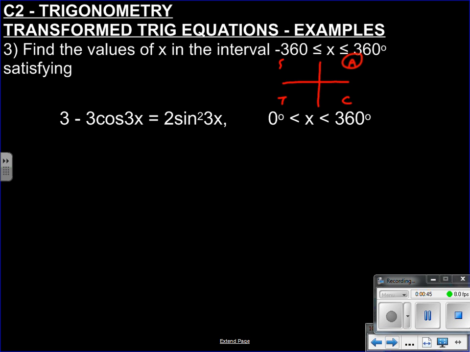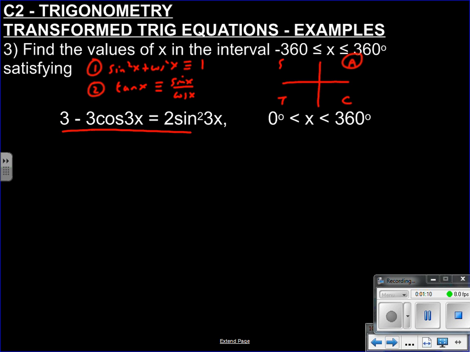We also had our two identities. The first one was sine squared x plus cos squared x is always equal to 1. That's what those three lines mean, always equals to. So it doesn't matter what value of x is in there, this will always work. That's why it's called an identity. And also tan x is always the same as sine x over cos x.